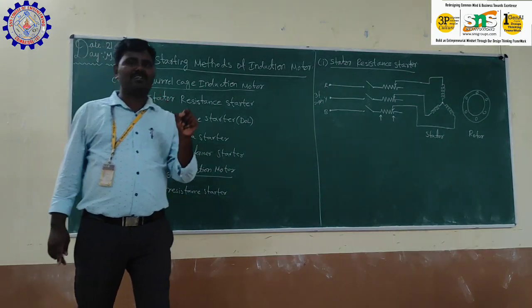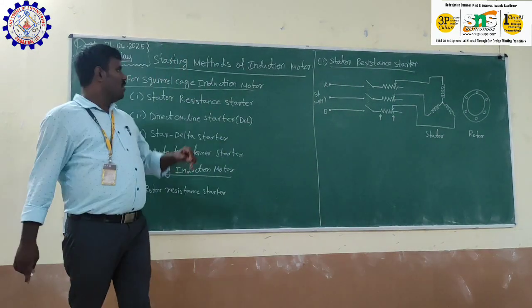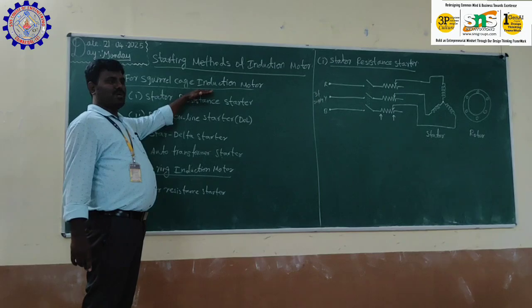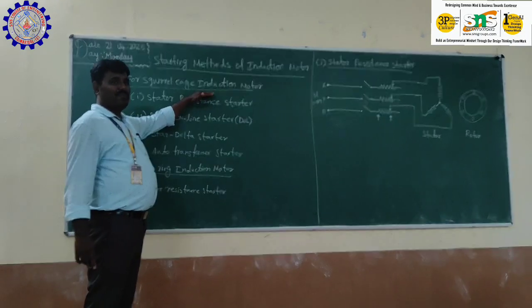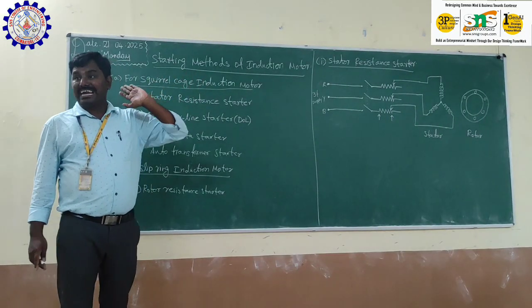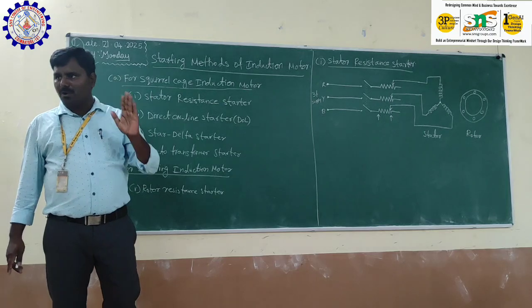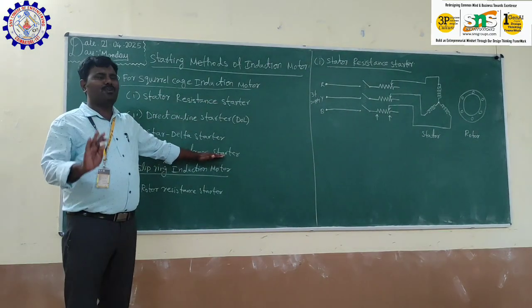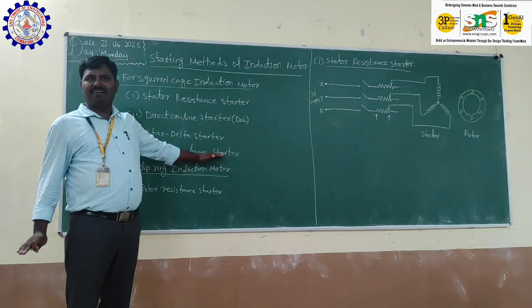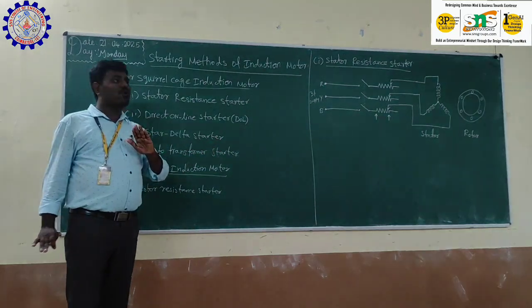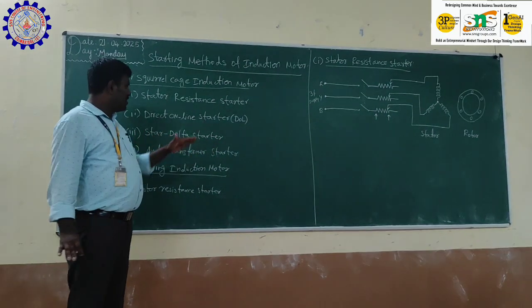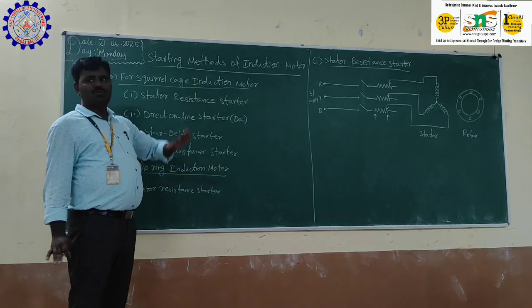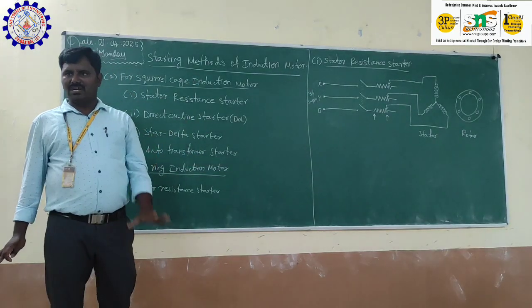Why are they used for squirrel cage induction motors? For a squirrel cage induction motor, we supply the power only to the stator. These 4 starters reduce the power supply only to the stator winding. The power supply is given only to the stator winding, not to the rotor. So these 4 starters are used for squirrel cage induction motors.